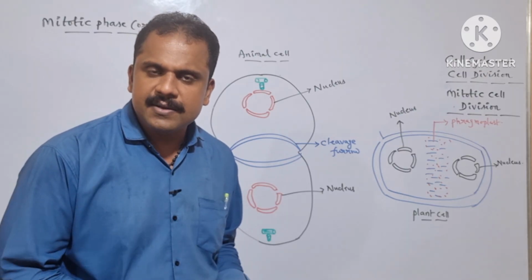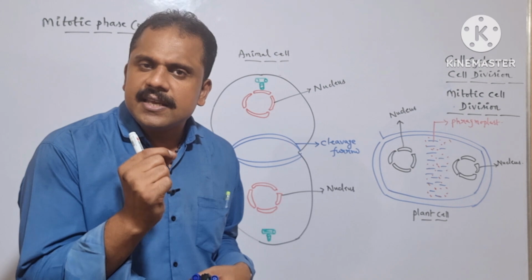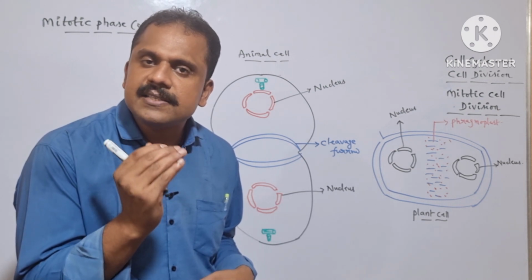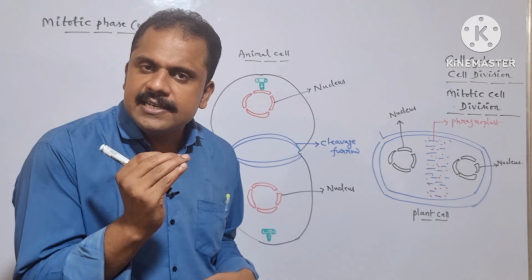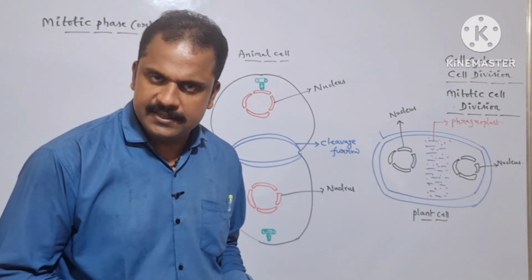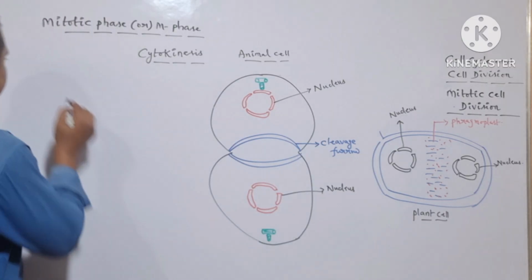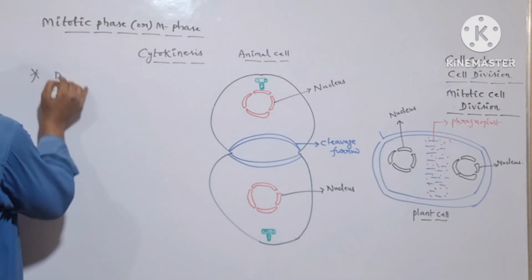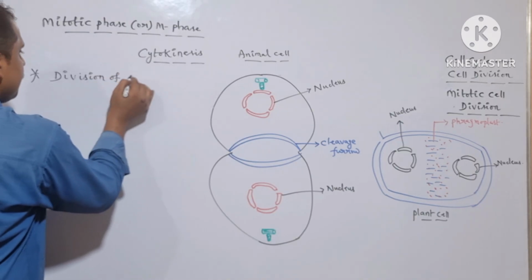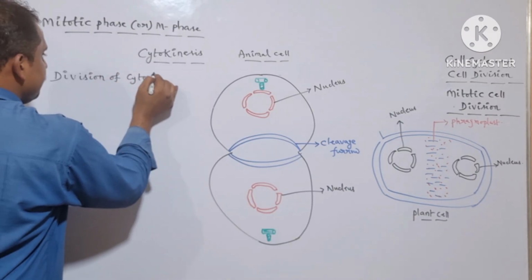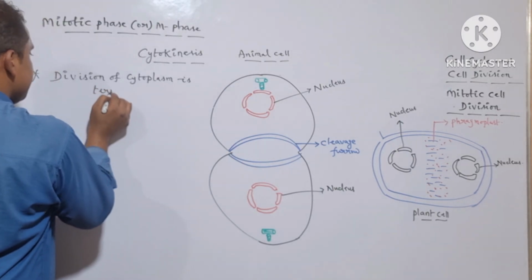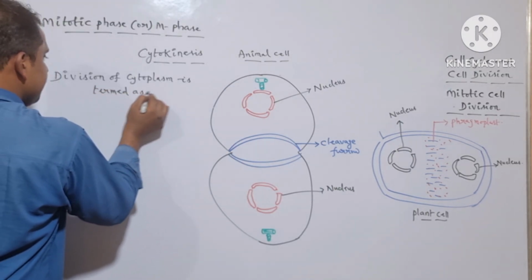As already mentioned, mitotic cell division in general begins with division of nucleus, which is termed as karyokinesis, and it ends with division of cytoplasm, which is termed as cytokinesis. Is it clear? So let me write it here. Division of cytoplasm is termed as cytokinesis.